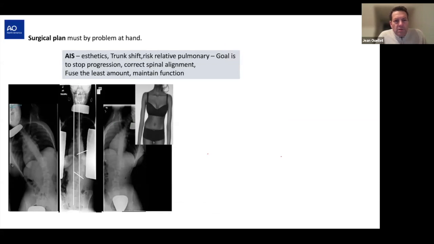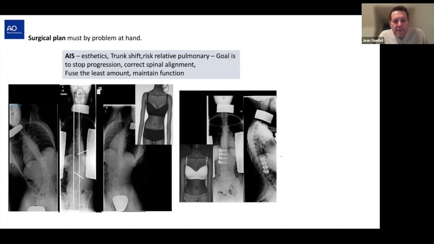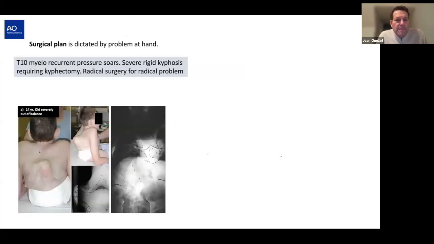Now, if we look at some of the surgical plans, and trying to wrap this up, to figure out how to manage these patients, this young patient has essentially an aesthetic deformity, a mild trunk shift, and relatively little pulmonary compromise. The goal is to stop the progression, correct the malalignment, and fuse the least amount of segments. This was at an era where anterior spinal fusions were performed. I still like to do these for short thoracolumbar apical fusions, where very short segments are fused, getting maximal correction and good functional outcomes.